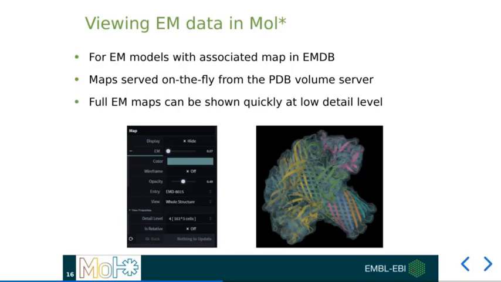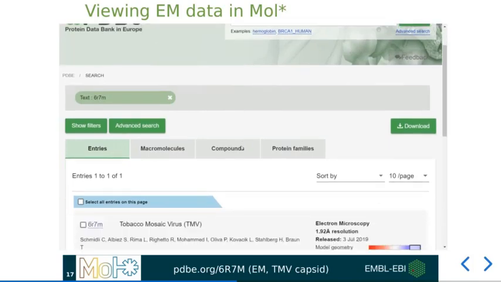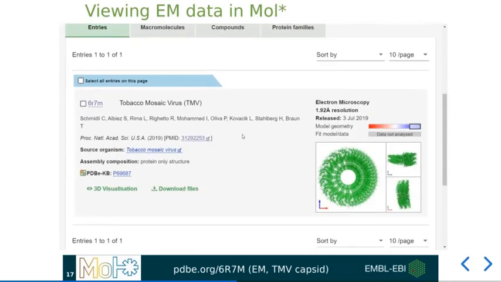Now in this example, we will open Mol* directly from a PDBe search result. So here you can see that on our website, I've free text searched for this entry code 6R7M, the structure of the tobacco mosaic virus capsid. And now directly from the search result, I can launch Mol* again with this 3D visualization link.